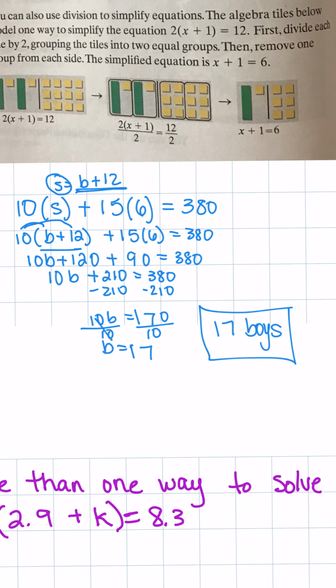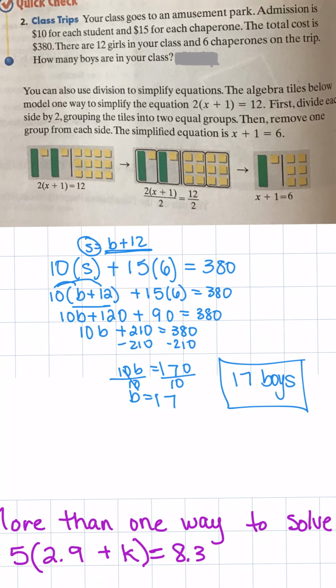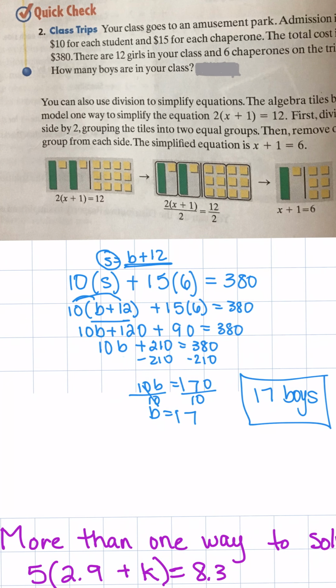There is more than one way to work this though. So let's take a look at this second part. You can also use division to simplify equations. The algebra tiles below model one way to simplify the equation 2 times x plus 1 equals 12. First, divide each side by 2, grouping the tiles into 2 equal groups, then remove one group from each side. The simplified equation is x plus 1 equals 6.